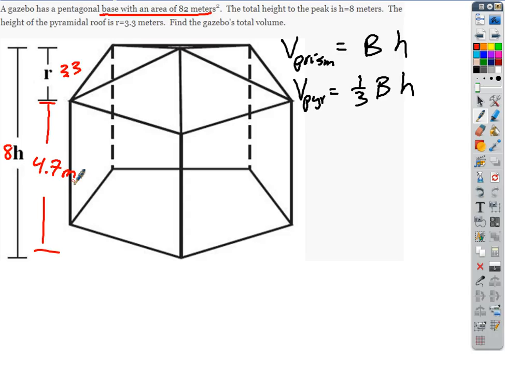Oh, so it's just the height. Yeah, so this distance right here, from there down to there, just the height of just the prism part on the bottom is 4.7.